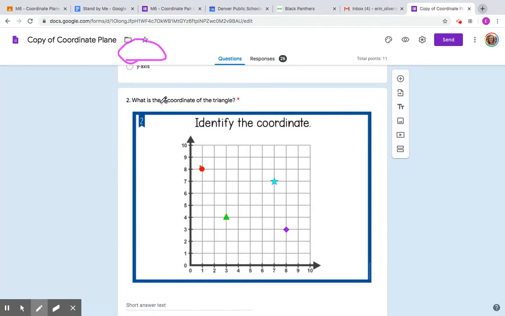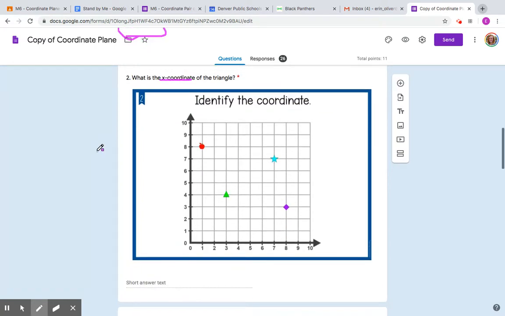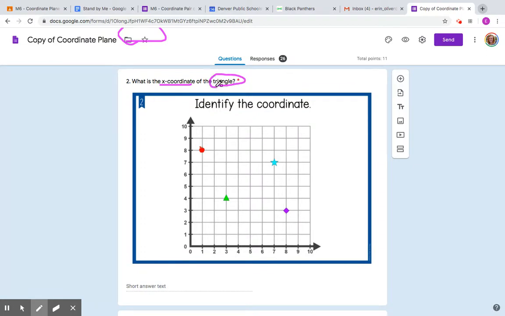And this one, it's asking for the x-coordinate of our triangle. So let's take a look at our triangle. It's right here. And I know that this is the x-axis on the bottom. So to find the x-coordinate, I just take my point and I go straight down. And I see that it hits 3 on the x-axis. So my x-coordinate equals 3.